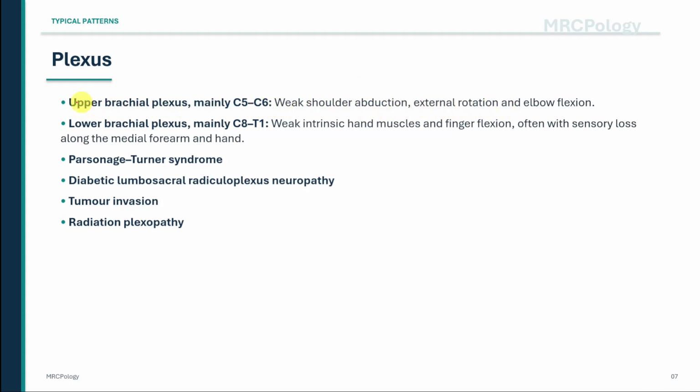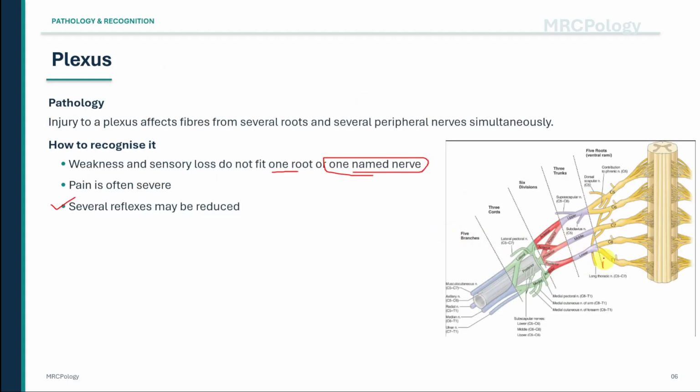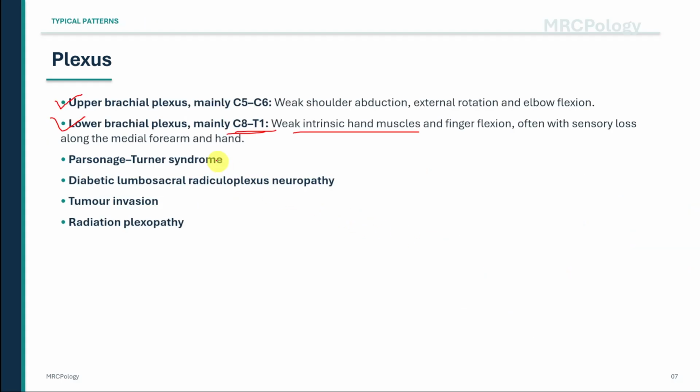A lower brachial plexus lesion, mainly involving C8 and T1 fibers, causes weakness of the intrinsic hand muscles and finger flexion. Sensory loss may occur along the medial forearm and hand. A lower plexus lesion may also be associated with Horner syndrome if the sympathetic pathway is affected, particularly with an apical lung tumor. Parsonage-Turner syndrome, also called neuralgic amyotrophy, typically presents with sudden severe shoulder pain followed by patchy weakness and wasting around the shoulder girdle.